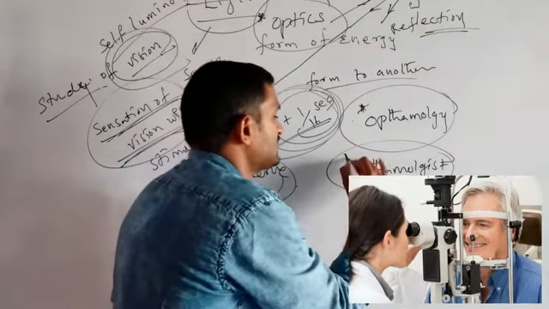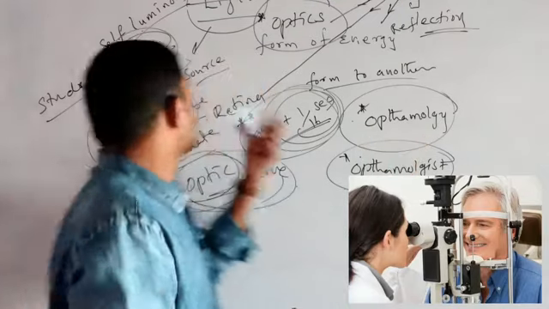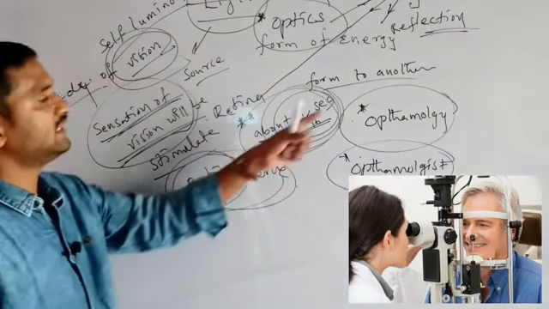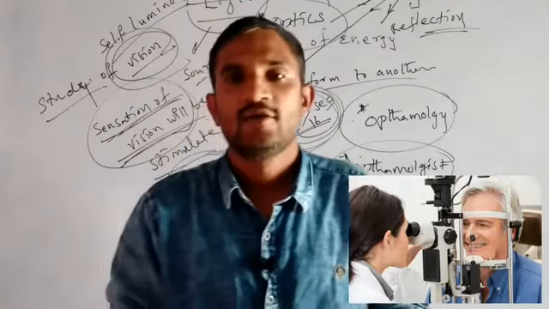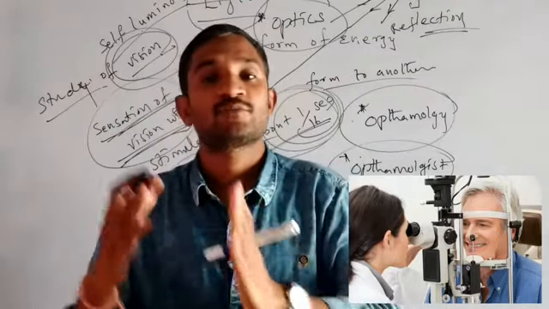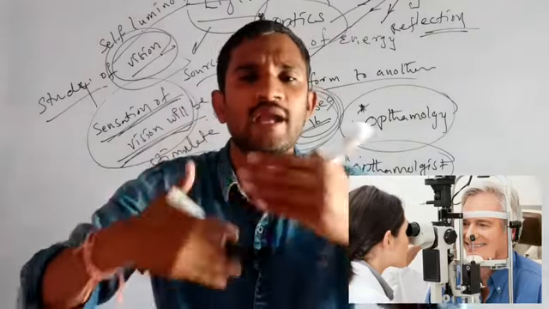As a specialist of the eye, we have to consider an ophthalmologist. The study of the vision of human beings is considered ophthalmology. Okay, we are getting light from a source of light, the objects which are emitting the light.